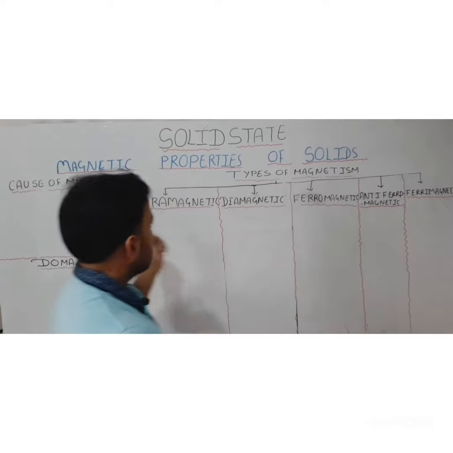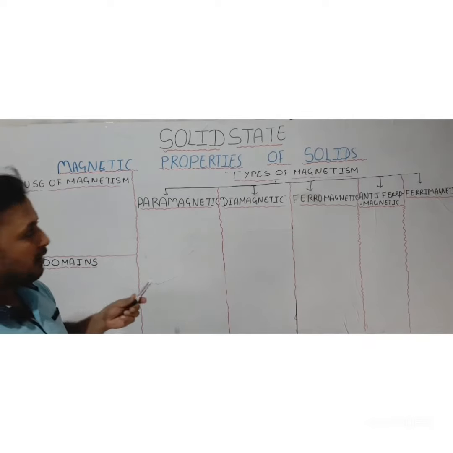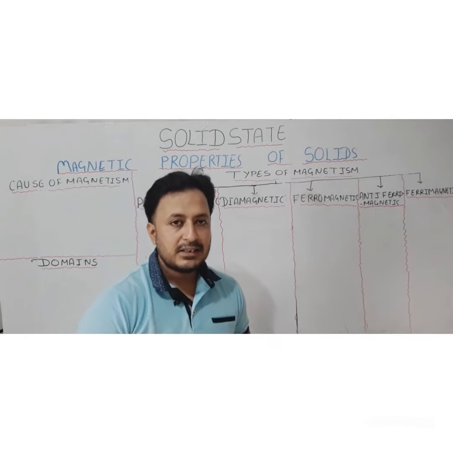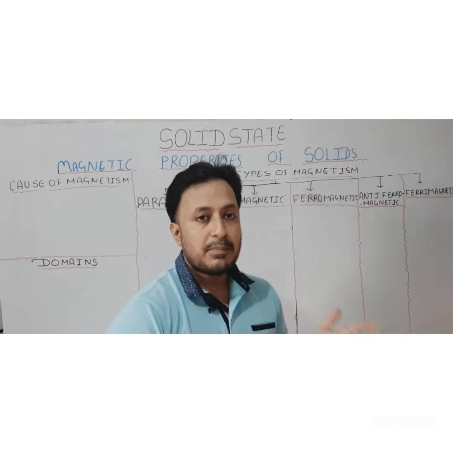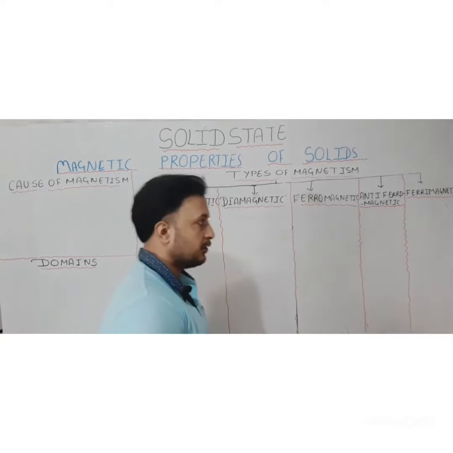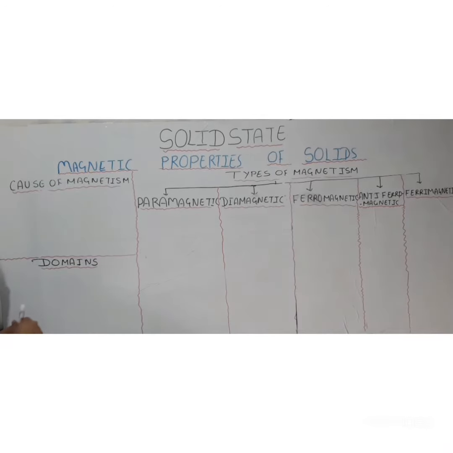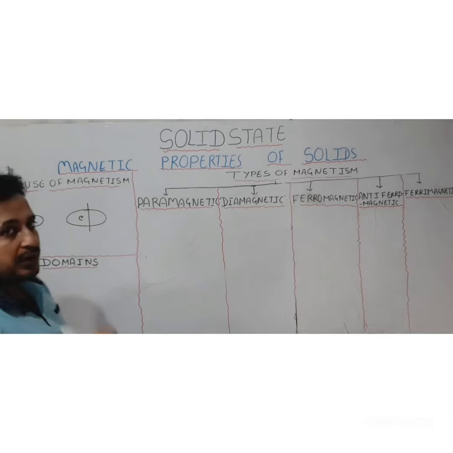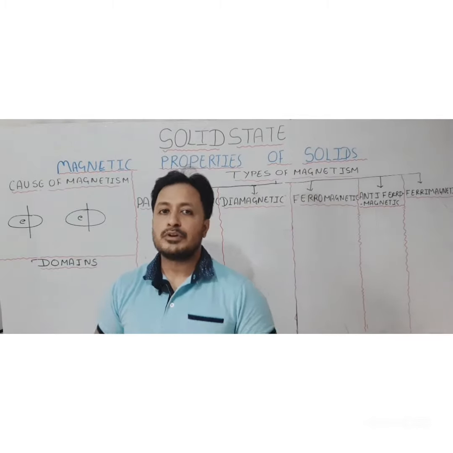Like electrical properties, the solids also have magnetic properties. Now the question arises: why does the magnetic property exist in the solid? The cause of magnetism is only one reason, that is the movement of electrons in an atom. The electrons present in an atom, their movement results in the magnetic properties of the solid.